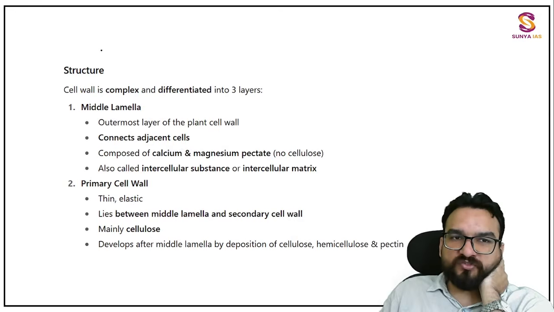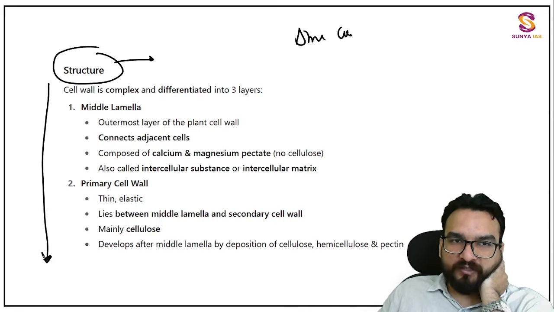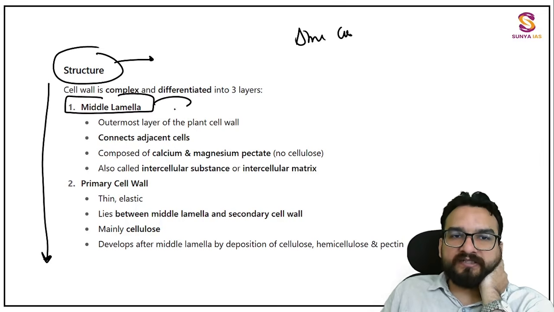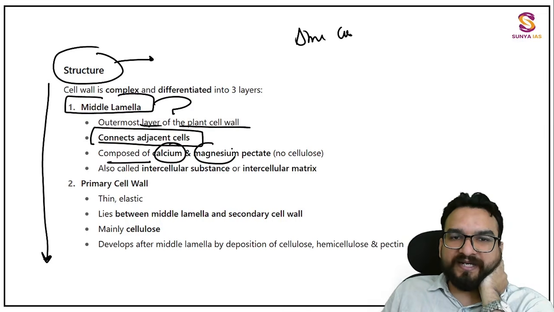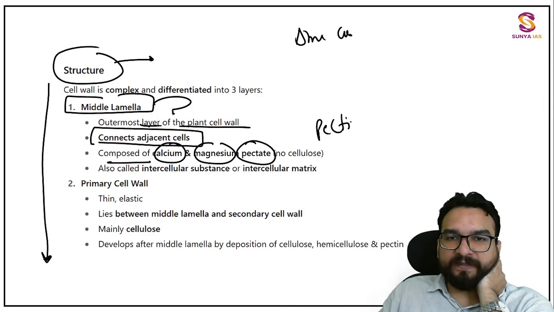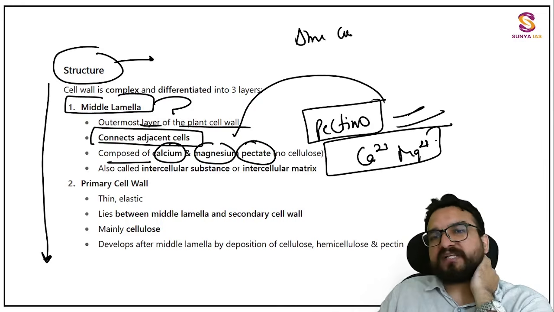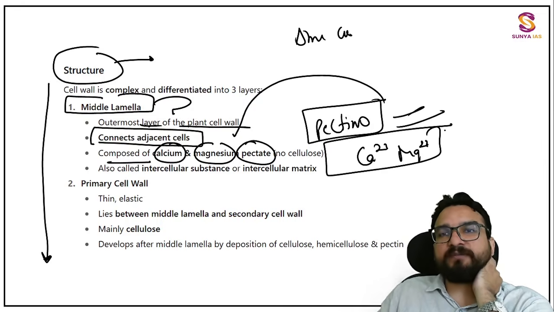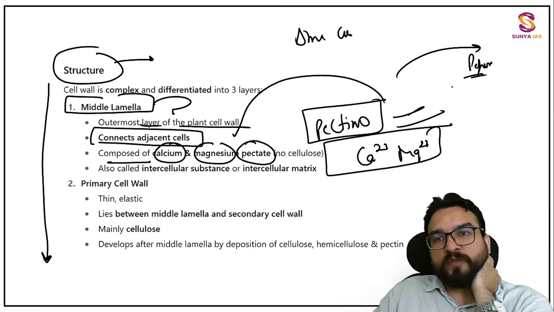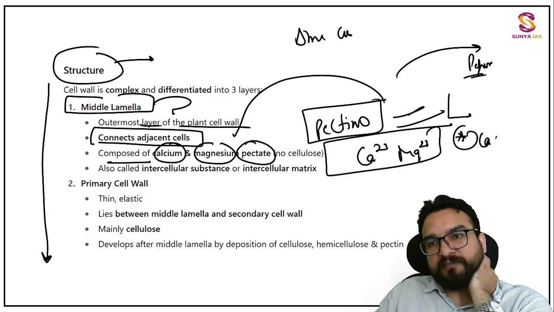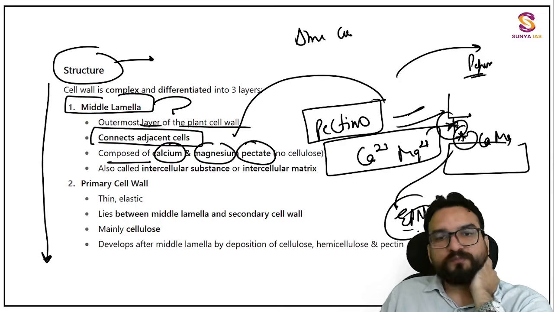Now over here you see the structure. When you will be writing about the structure and they are asking you the structure of cell wall, you will be writing in the exact same manner in the examination. Middle lamella, it is the outermost layer of the plant cell wall, connects adjacent cell, composed of calcium, magnesium, pectate, and pectate is nothing but pectins. So either you write pectins or you write pectate, and these are Ca2 plus and Mg2 plus. So in your essential plant nutrients, I have told you that some of the uses of calcium and magnesium you will be understanding in paper 2. So now it is your job to highlight the importance of calcium and magnesium and write one line and highlight it, that this you can write in essential plant nutrients also.